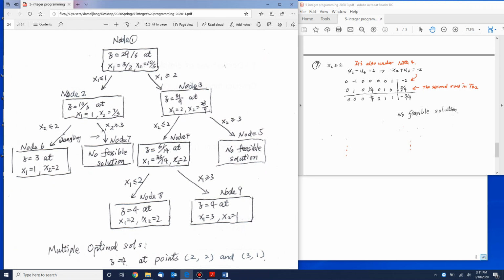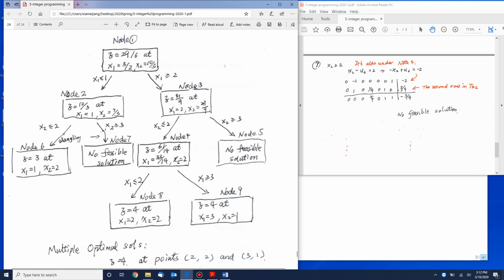our branches on x1, the 3 over 2, right? So here the left branch is we consider x1 less than or equal to 1. And the right branch is we are working on x1 greater than or equal to 2. So the first one, when we add the new constraint into the final tableau of the Node 1, and then we use the dual simplex method. We can work it out to get z equals 10 over 3 at x1 equals 1, x2 equals 7 over 3. Then we just leave it dangling here.